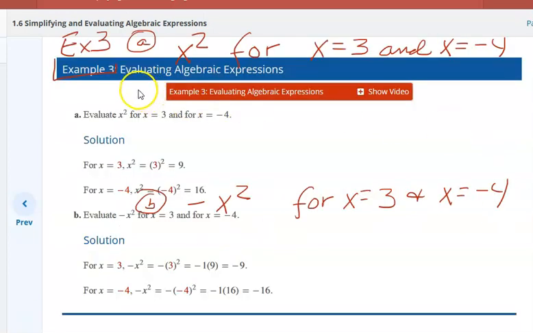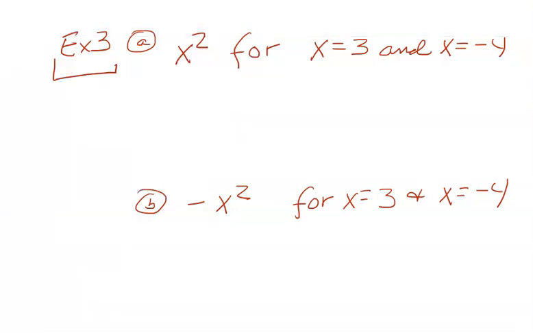On to example 3, and we'll go to the whiteboard. We want a protocol for substituting our value for the variable. So here, you should set it up like so, and we're going to put in there a 3. And then later, set it up like so, and we're going to put in there a -4.